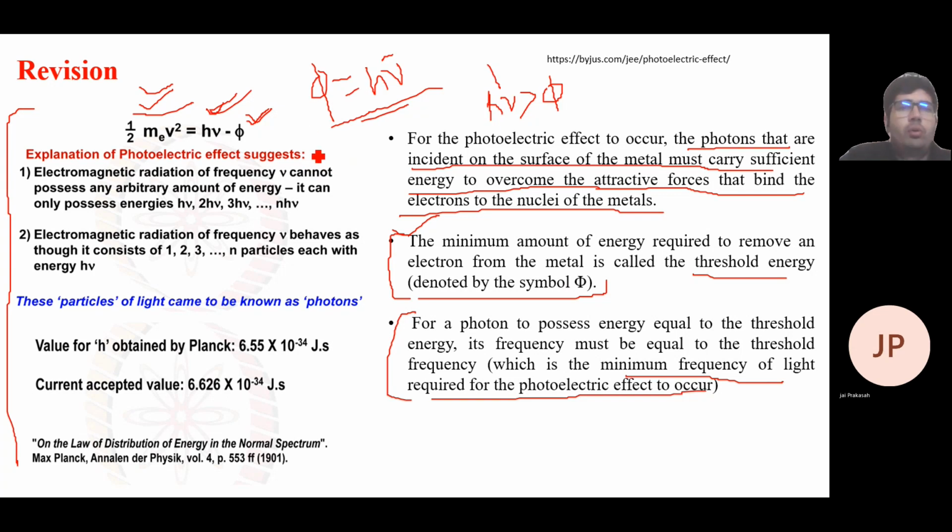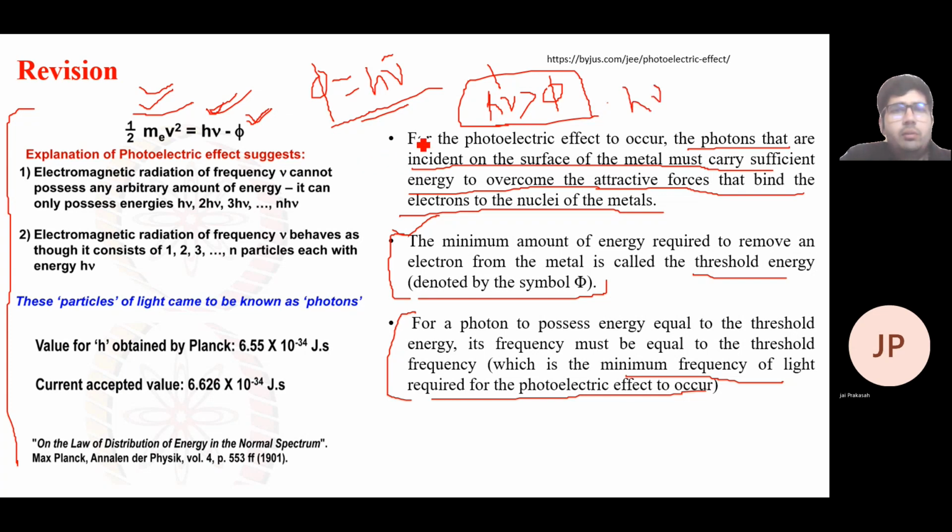So the energy of the photon is greater than the minimum energy required for the photoelectric effect to occur. It means that the photon has more energy than is required. So this half m_e v square will have some positive value, because h nu is greater than phi. So half m_e v square has some positive value, which means that the leaving electron will also have some kinetic energy.